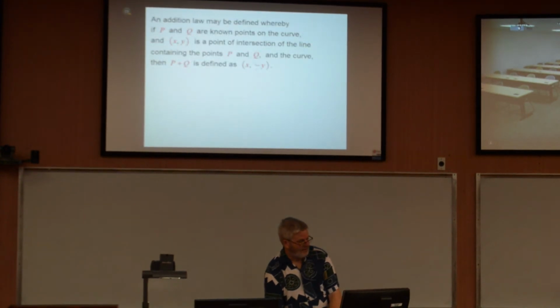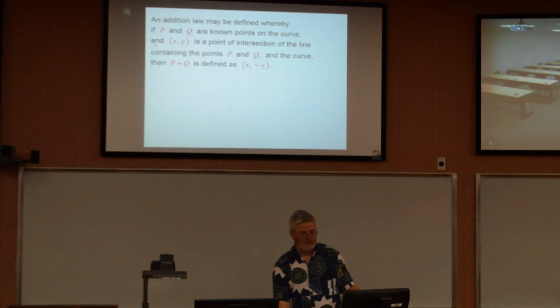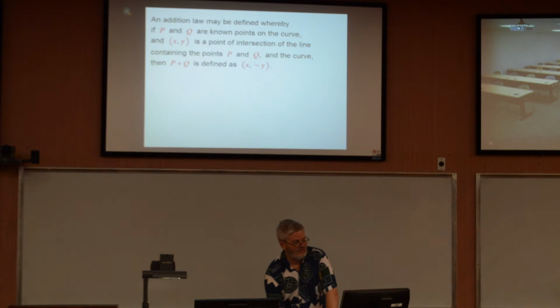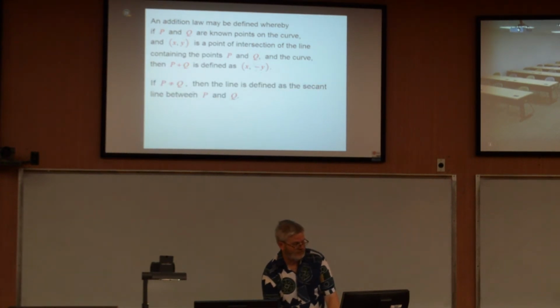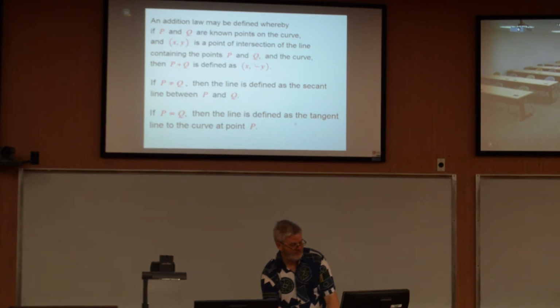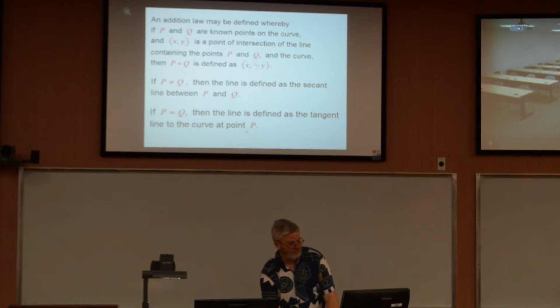Okay? And so an addition law may be defined whereby if P and Q are known points on the curve, and x, y is a point of intersection of the line, just like we were doing, you have maybe 2 points, and P and Q might be equal, they might be not equal, then you can find that third intersection point. And what you do is you define P plus Q to be the reflected point, x comma minus y, which is why we were interested in that reflected point in the example. So if P does not equal Q, then the line is defined as the secant line between the 2 points, just the line between the 2 points. And if P equals Q, then the line is defined as the tangent line to the curve at that point.